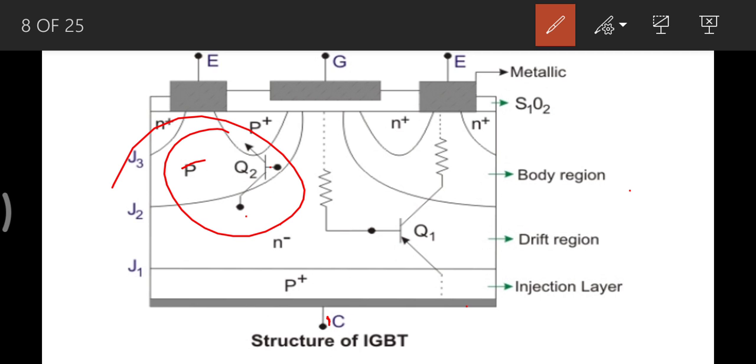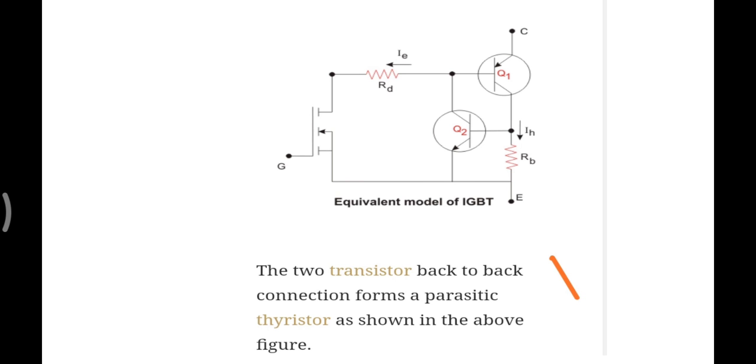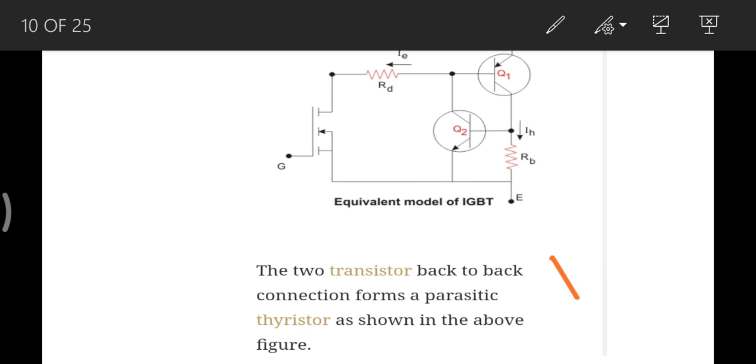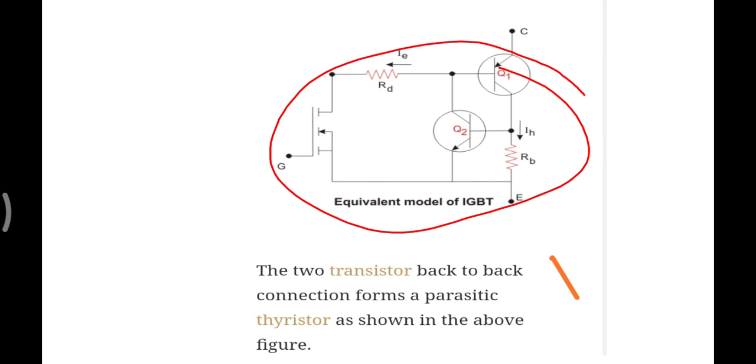So here also it is considered as one of the BJTs. So here there are totally two transistors. These two transistors are electrically connected like this. This is the equivalent circuit diagram for the IGBT with two transistors. Here the two transistors are connected back to back, so it is also considered as an equivalent circuit of the IGBT. So this is about the basic structure of the IGBT.